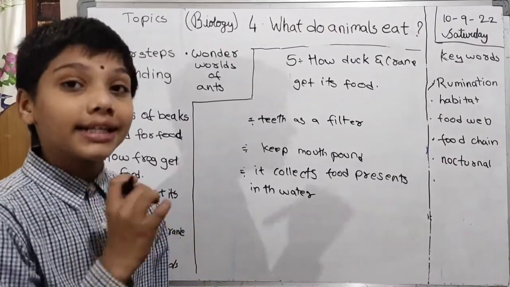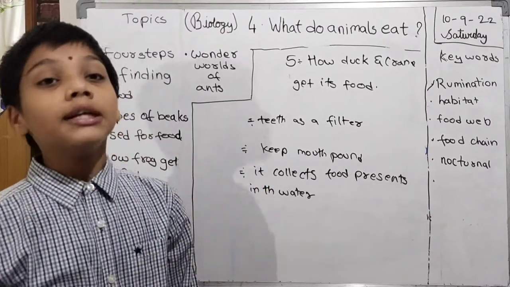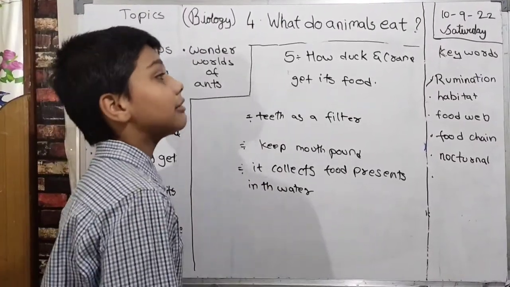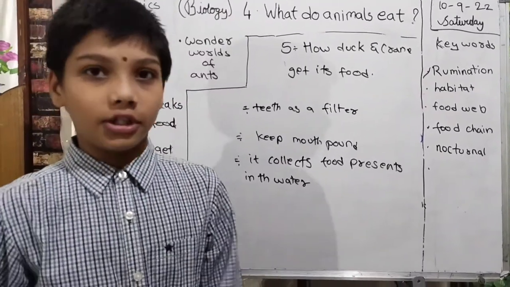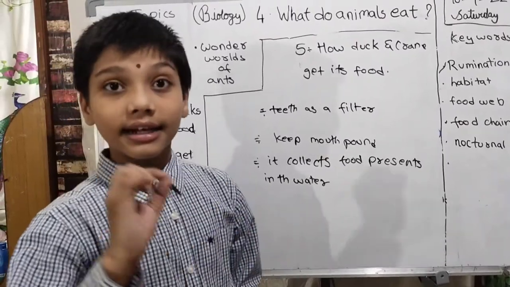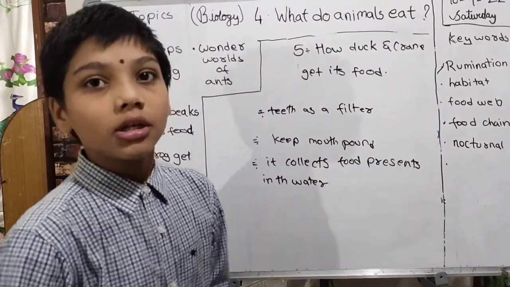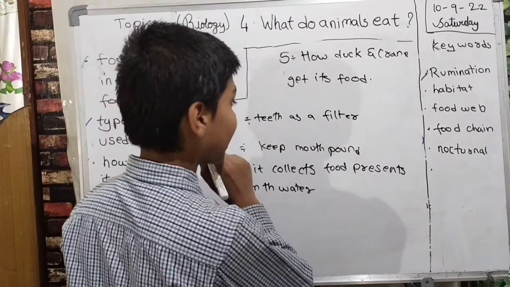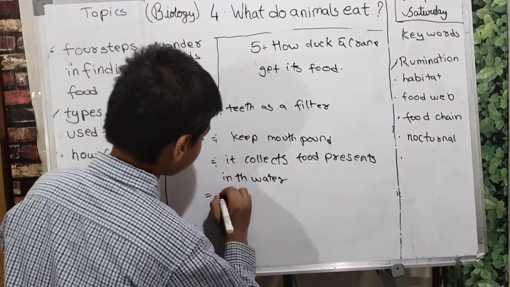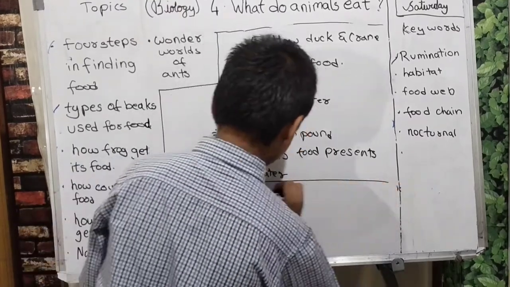Or if it wants to drink some water, it will take the food as well as drink the water. So now crane. How does the crane get its food? We know that the crane will be standing on the edges of the pond. Crane.